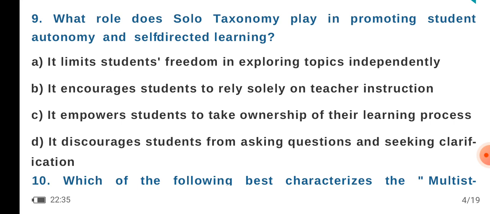The correct answer in number 9 is letter C. It empowers students to take ownership of their learning process. Explanation. SOLO taxonomy plays a role in promoting students' autonomy and self-directed learning by empowering students to take ownership of their learning process, fostering independence and critical thinking. Let's move on to number 10.